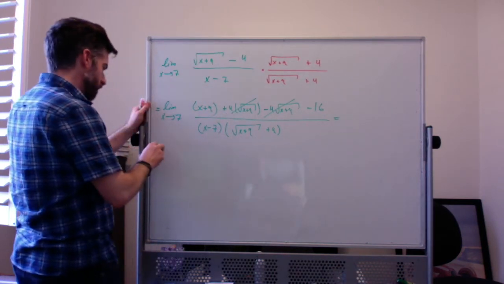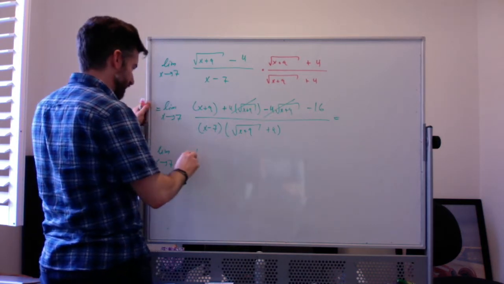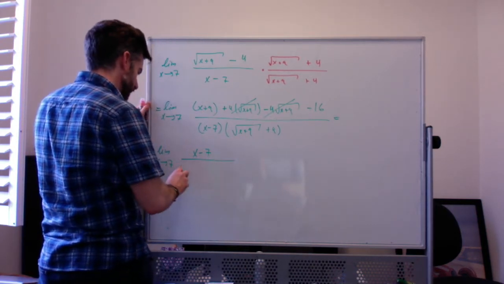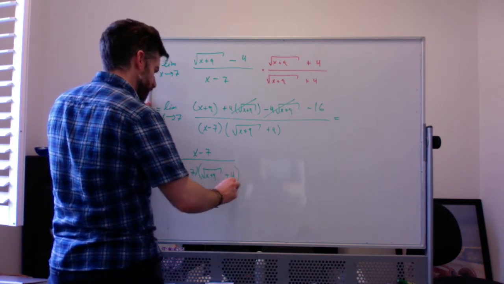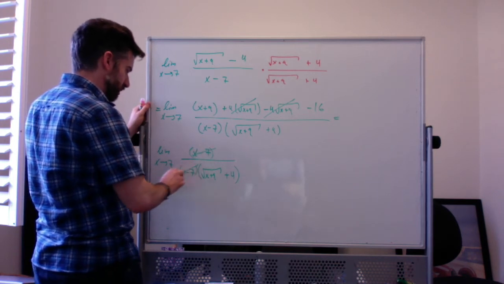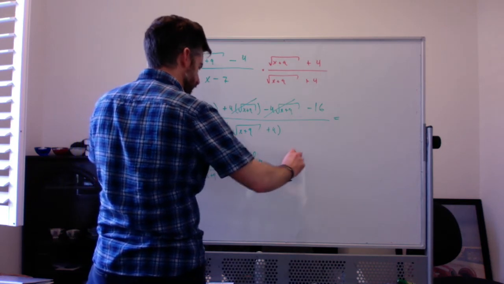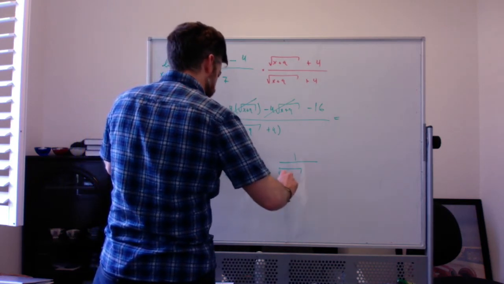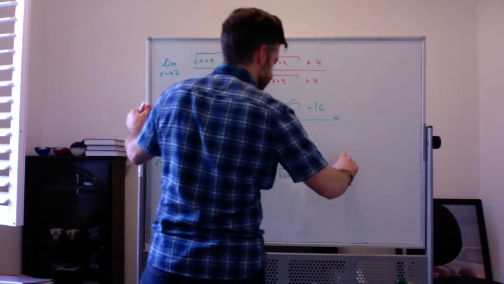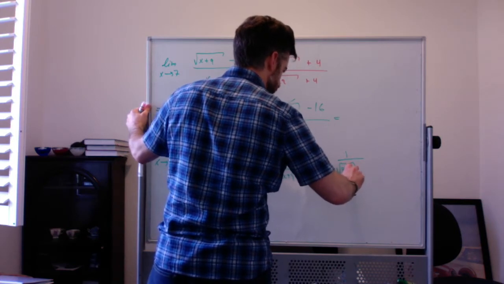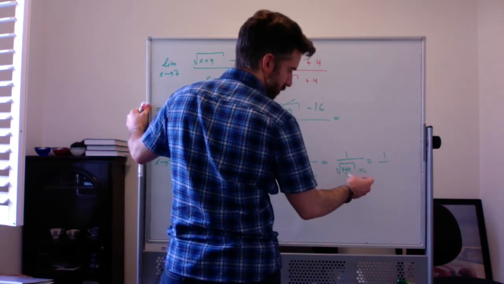Simplifying, the limit as x goes to 7: on top I get x plus 9 minus 16, which is x minus 7. On the bottom I get x minus 7; the bottom doesn't change. This x minus 7 and this x minus 7 cancel, leaving a 1 on top. So I get the limit as x goes to 7 of 1 over the square root of x plus 9 plus 4. Then we plug in the 7, and we get 1 over the square root of 7 plus 9 plus 4, which is 1 over the square root of 16 plus 4, and 4 plus 4 is 8.